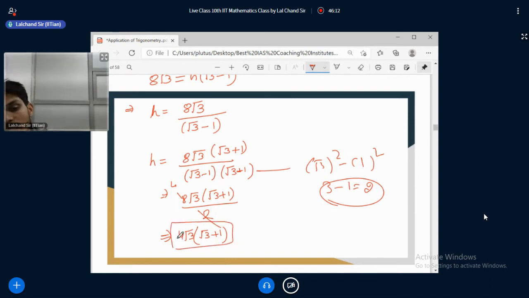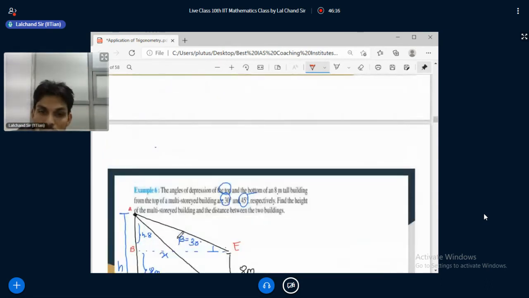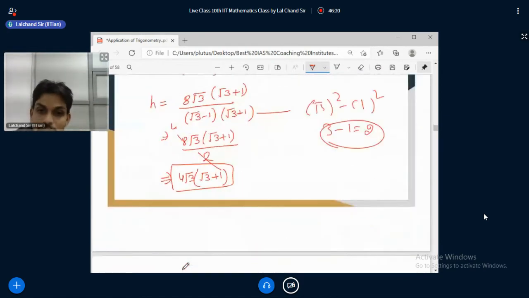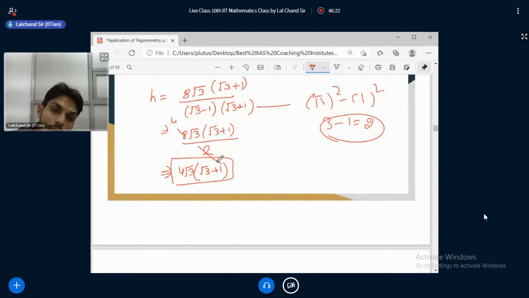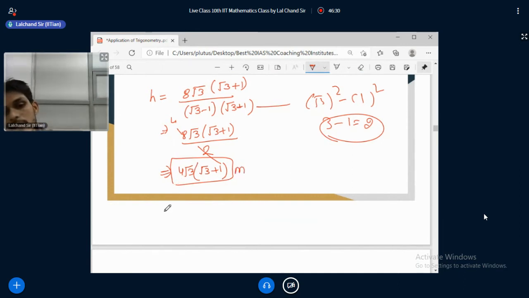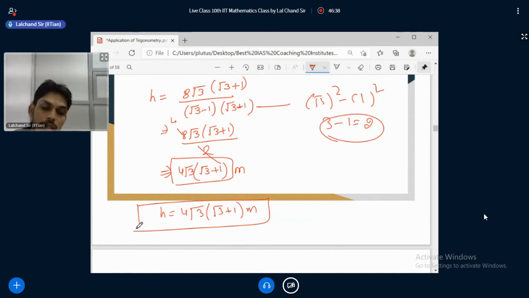Okay. If the root 3 value is provided to us, like in this question there is no value of root 3, if it is provided, then we need to substitute the value of root 3 and calculate this height in decimal points. Otherwise, we skip up to this point. Okay. So our h value is 4 root 3 plus 1 meter. This is our final answer. Okay. So are you getting up to this?